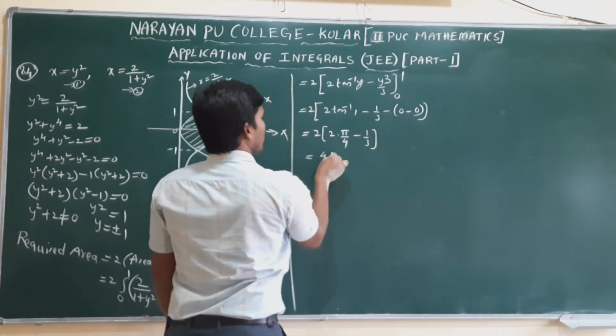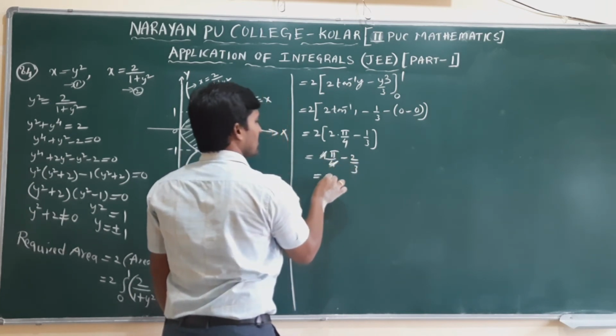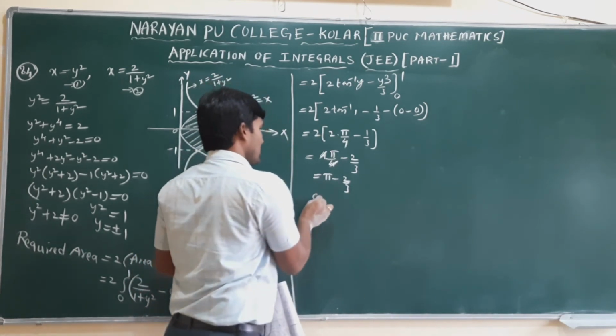Multiply by 2: 4 pi by 4 minus 2 by 3. 4 cancels. Answer is pi minus 2 by 3. That is option A, the correct one.